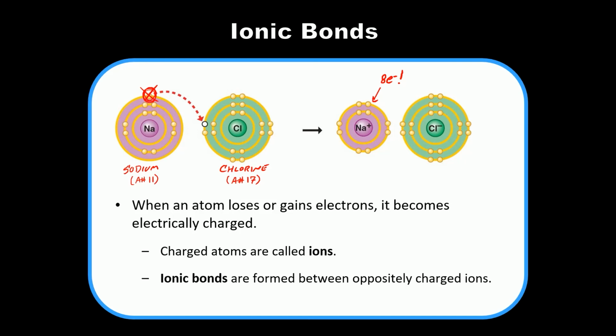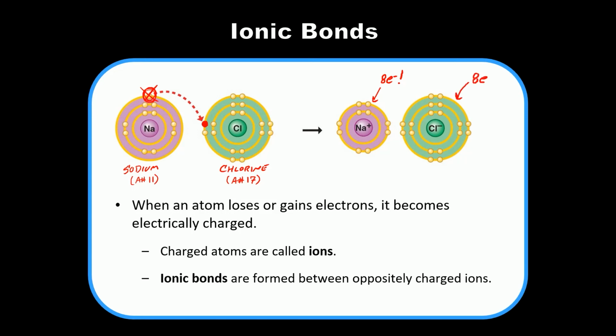Now, chlorine's in the opposite situation, right? It just needs that 1. So if sodium's going to give away that electron, then chlorine's going to be there to scoop up that electron. Or if you like, you can imagine that chlorine is stealing the electron from sodium. Either way, both of them are happy.